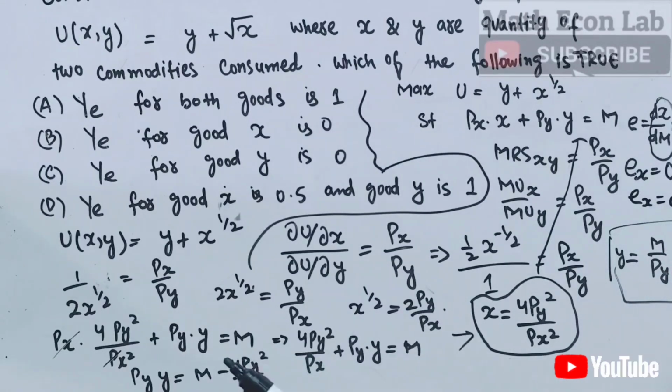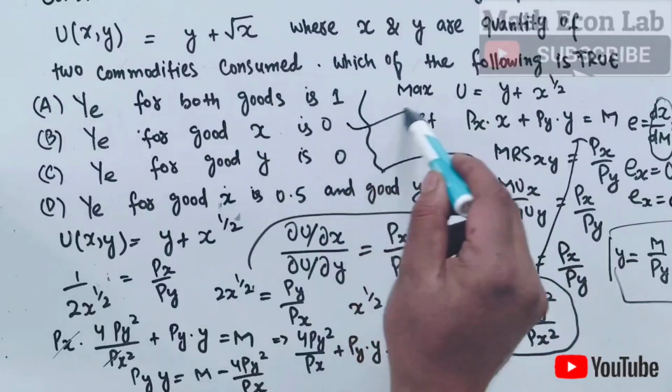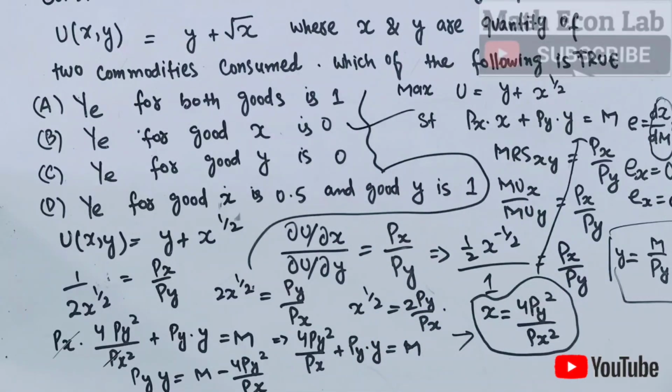So let us see if we have that very option, then we can discard the other options. So the elasticity of demand for good X is 0. So this option must be correct. Okay, I hope I am making myself clear.